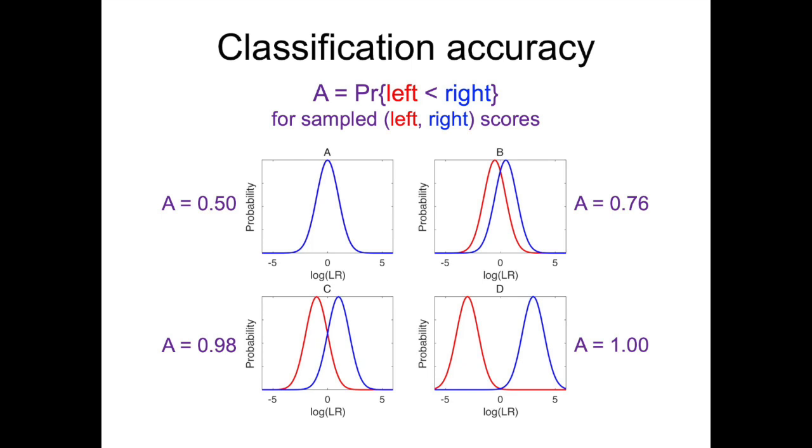Classification accuracy. If I were to sample from the left distribution and sample from the right distribution, I would get two numbers: a log LR from red on the left, a log LR from blue on the right. What's the probability that the left number will be less than the right number? That the log LR will be less from one distribution, the left, than from the right. That's A, the accuracy. It's for sampling left and right scores.